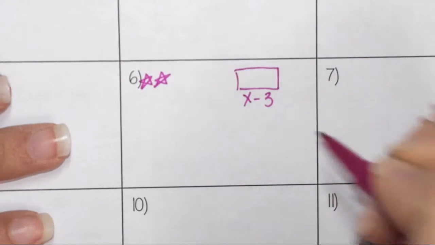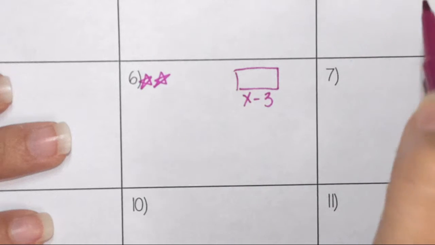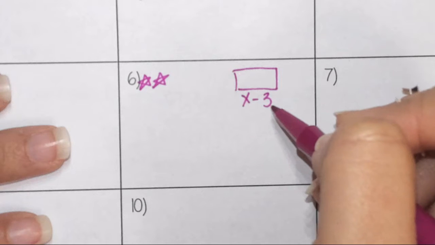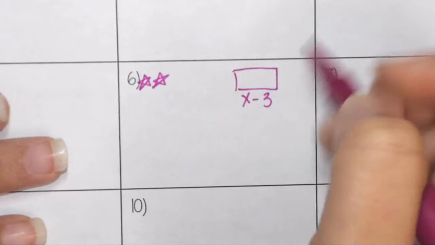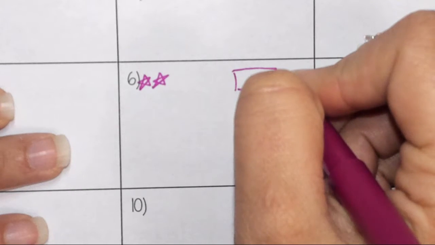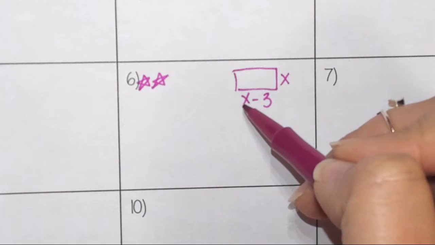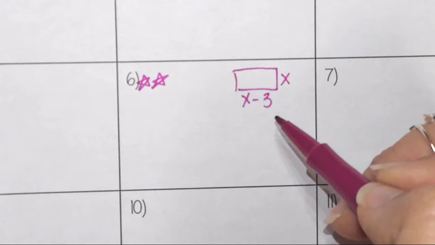So what would we call our width then? If I said x minus 3 was the length, the width would just be x, because this is the width.